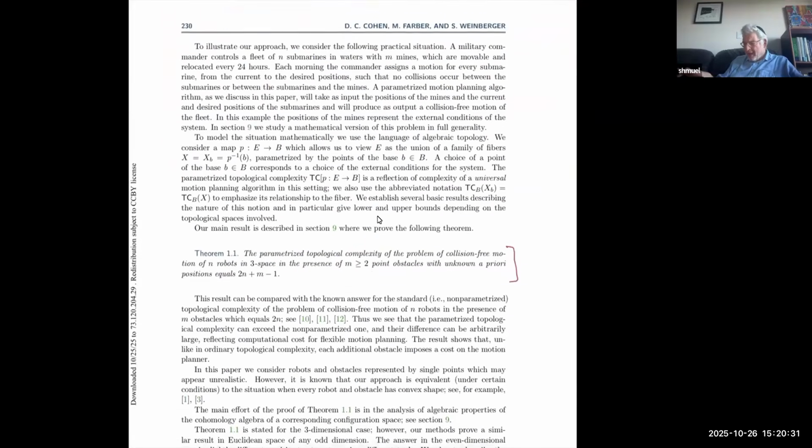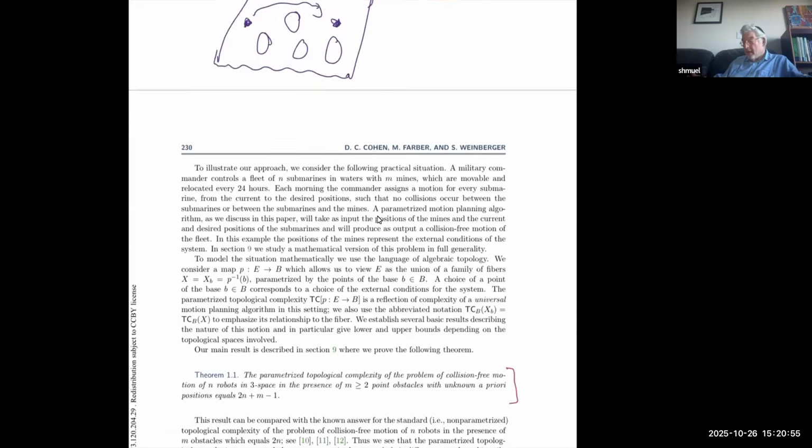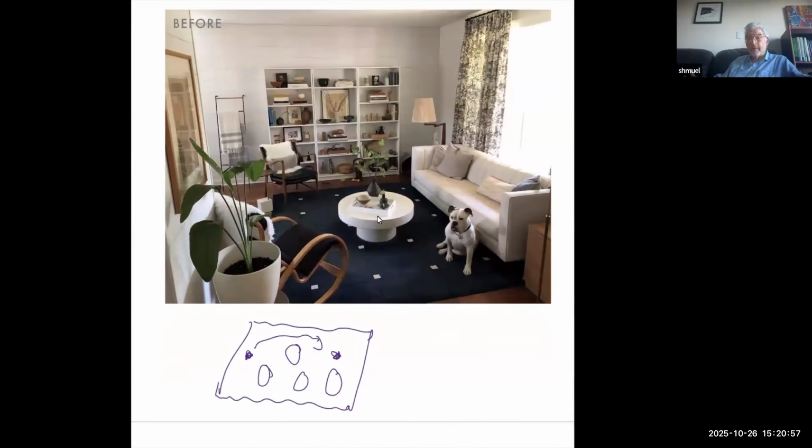Okay, and there indeed the theorem in the paper is that as the number of obstacles goes up by 1, the complexity goes up by 1. So every time you add in an obstacle, if you want to have this flexibility, it's necessary to have a more complicated program. Okay, so that was the idea of parametrized complexity, to capture this idea and for it to be a little bit more informative.